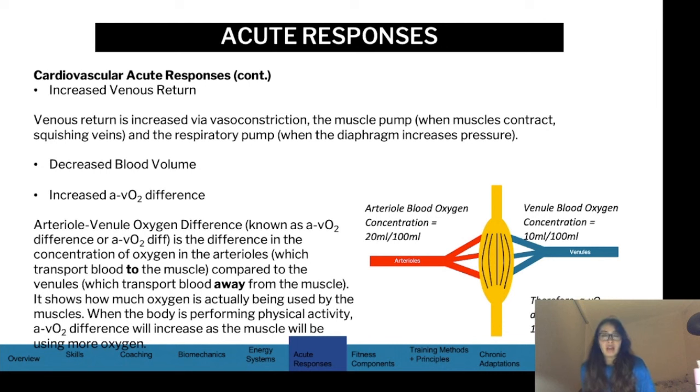So having a higher AVO2 difference is good. Sorry, my mind just kind of skipped. Having a smaller one means not as much oxygen was extracted. Like, if you have 50 mils of oxygen in the blood leaving the heart and 50 mils in the blood rushing back to the heart, it means the oxygen hasn't been extracted, so it's not good. 50 take 50 is zero. Whereas if there's zero oxygen left, 50 take zero is 50. That means you've actually extracted all that oxygen. Okay?